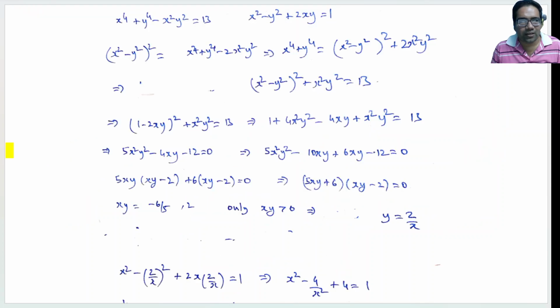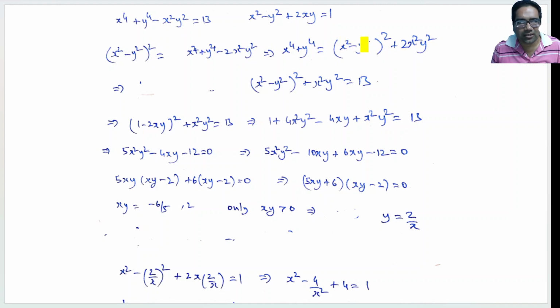Let's see how. Right, x^4 + y^4 we can write as (x^2 - y^2)^2 + 2x^2y^2, because (x^2 - y^2)^2 is x^4 + y^4 minus 2x^2y^2. So x^4 + y^4 we can write as (x^2 - y^2)^2 plus this 2x^2y^2.